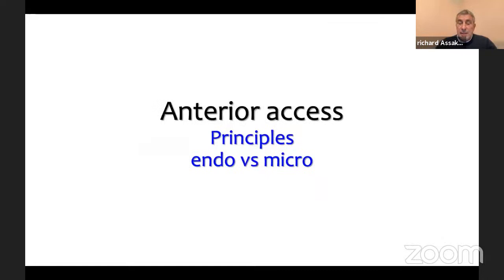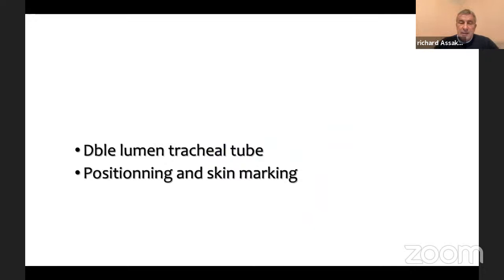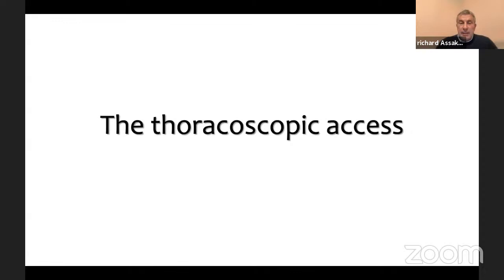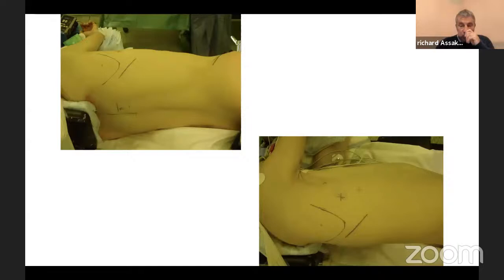I always perform this under double lumen tracheal tube, because I tried the extrapleural axis. I don't have the obliquity to be safely facing my herniation. So till now I go transpleural, and I'll show you quickly the thoracoscopic axis and how I switched to microscope axis. So this is my typical, this has been operated in the late 90s.